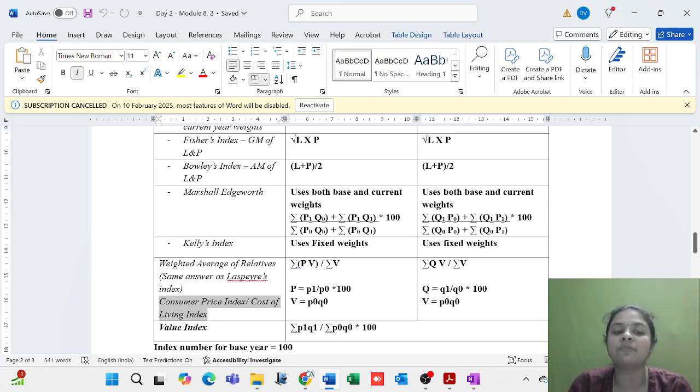Sometimes they will confuse you by using the words calculate consumer index or cost of living index or consumer price index. Whichever they ask, find out Laspeyres' index. You will get the correct answer. Okay, please make a note, very very important. If they use the words consumer price index, cost of living index or weighted average of relatives without giving the weights, then you have to do Laspeyres' index. If they give the weights, we have already learned how to do that in the previous sum.